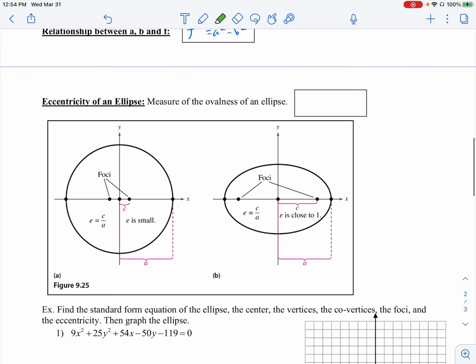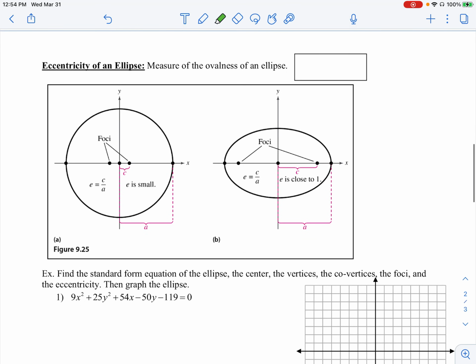All right. Finally, the last thing that I want to discuss before we jump into some practice problems is the idea of eccentricity. I'm just going to give you the most simple definition that I can. It's simply how oval your ellipse is. We find our eccentricity by looking at the ratio between our F value, the distance from your center to one of your foci, over A.